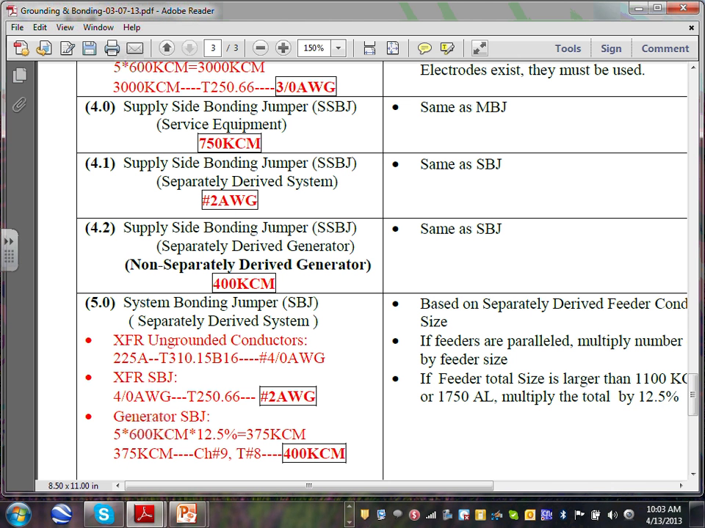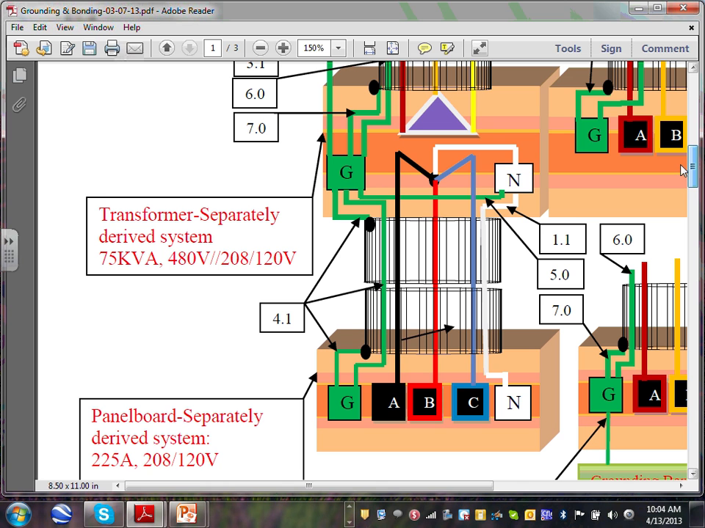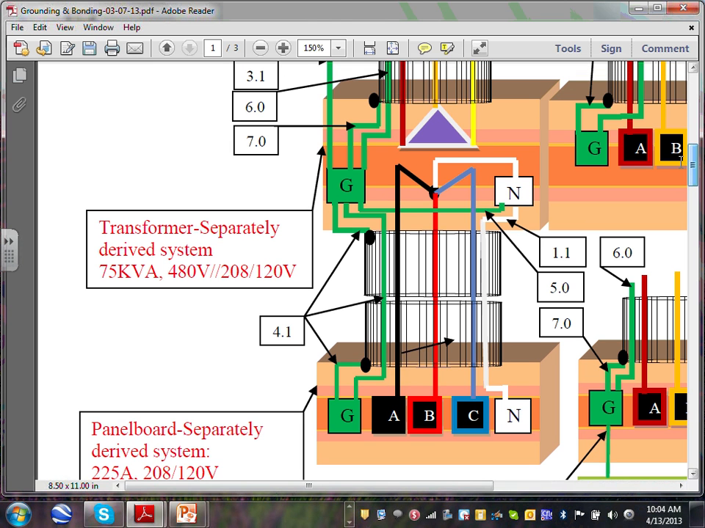Any comments, guys? Any questions about that? So that's your bonding at the separately derived system transformer. So we size, guys, the main bonding jumper or the system bonding jumper right here. We size a neutral. We size the supply side bonding jumper. And that wire that I'm showing right now here, guys, it really could be one wire. Just tie the connector here, and tie the connector here, and then bring them both as one piece of wire.